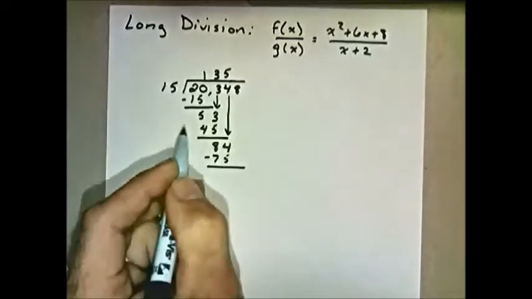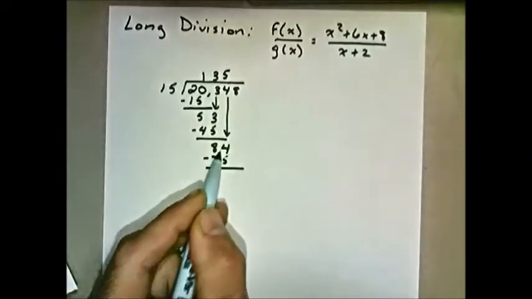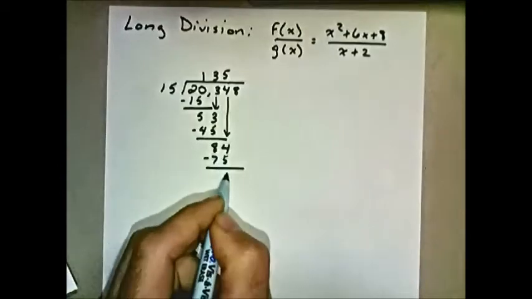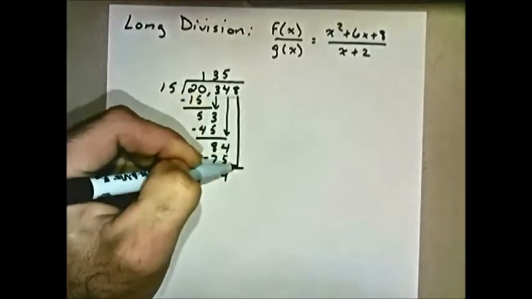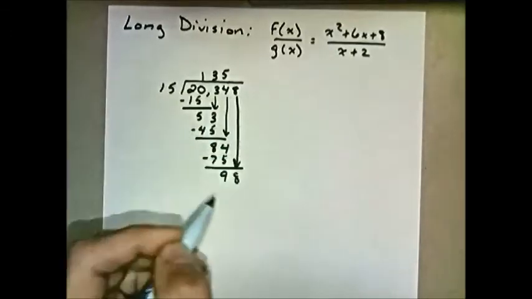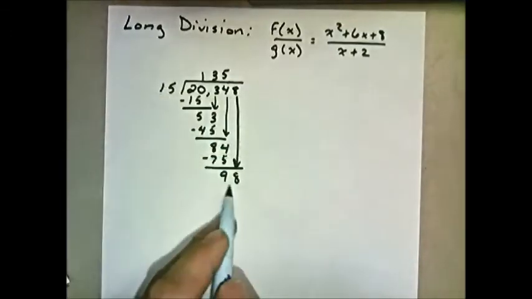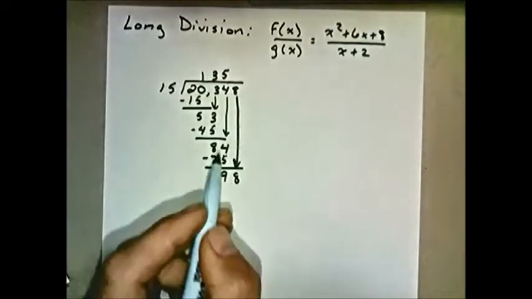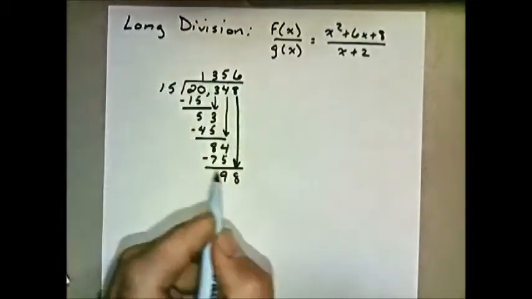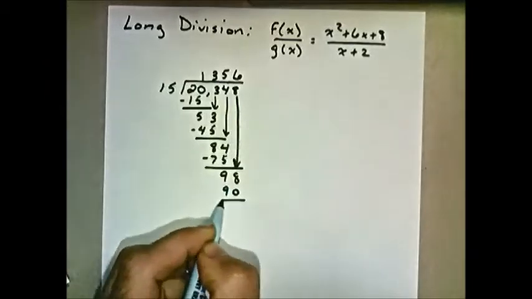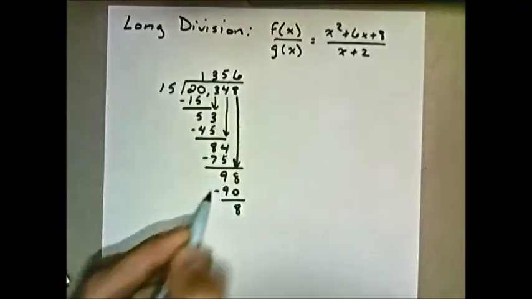Again, we're going to subtract. 84 minus 75 gives us 9. Bring down our 8. And now the question becomes how many times 15 goes into 98 evenly. That answer is 6. 6 times 15 gives us 90. And we subtract, which gives us our 8.